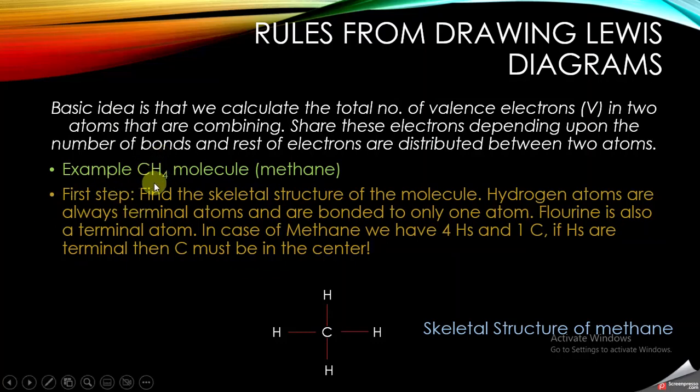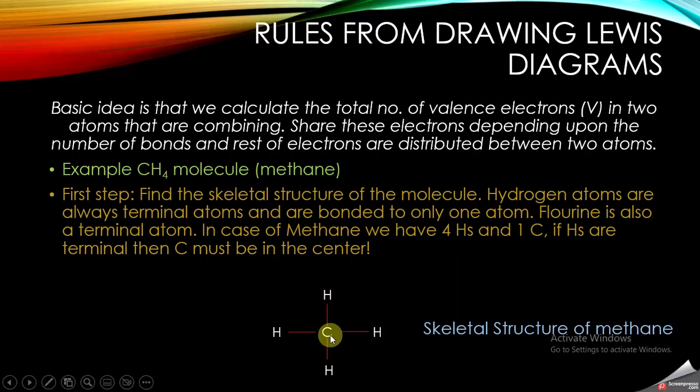Let's start from the very basic example of the CH4 molecule, which is called methane. The first step is that we have to draw the skeletal structure of the molecule. The skeletal structure is like this. Here we have put carbon in the center, and we have attached hydrogens on the 4 corners of this carbon. These lines represent that hydrogens are bonded with the carbon atom. So this is the basic skeletal structure of methane.